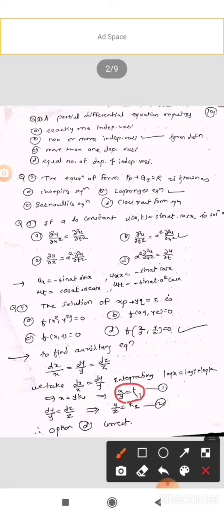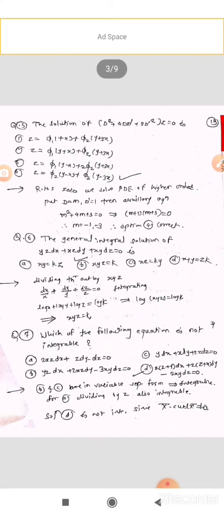Now see question number 5. The solution of D square plus 4DD dash plus 3D dash square of z is equal to 0. It is a partial differential equation of higher order, and it can be solved since the right side is 0, that is, it is a homogeneous equation.